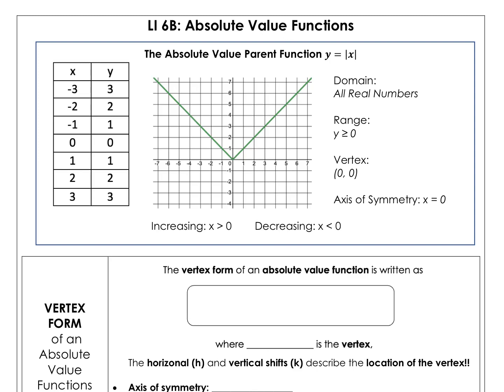So if I do transformations, the vertex form is in this form, y equals a, then the bars, x minus h.